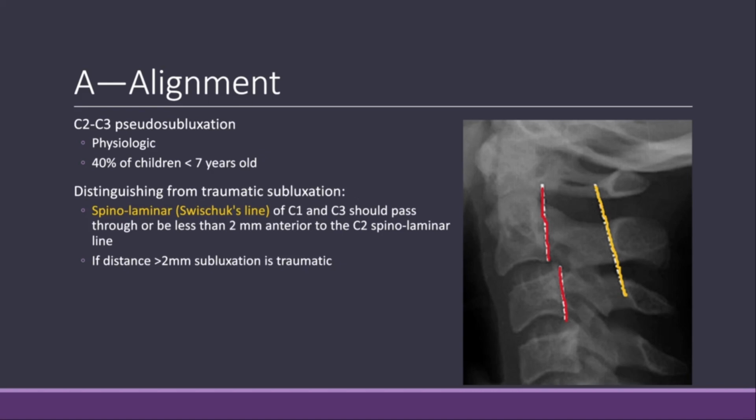Now, this can be distinguished from traumatic subluxation by looking at that yellow line, our spinal laminar or Swischuk's line. This should pass through C1 and C3, and should be less than 2 millimeters anterior to the C2 spinal laminar line. Now, if the spinal laminar line or Swischuk's line has a distance of greater than 2 millimeters, then this would be a traumatic subluxation. But if it's smooth or has less than 2 millimeter difference, then it is a pseudo-subluxation.